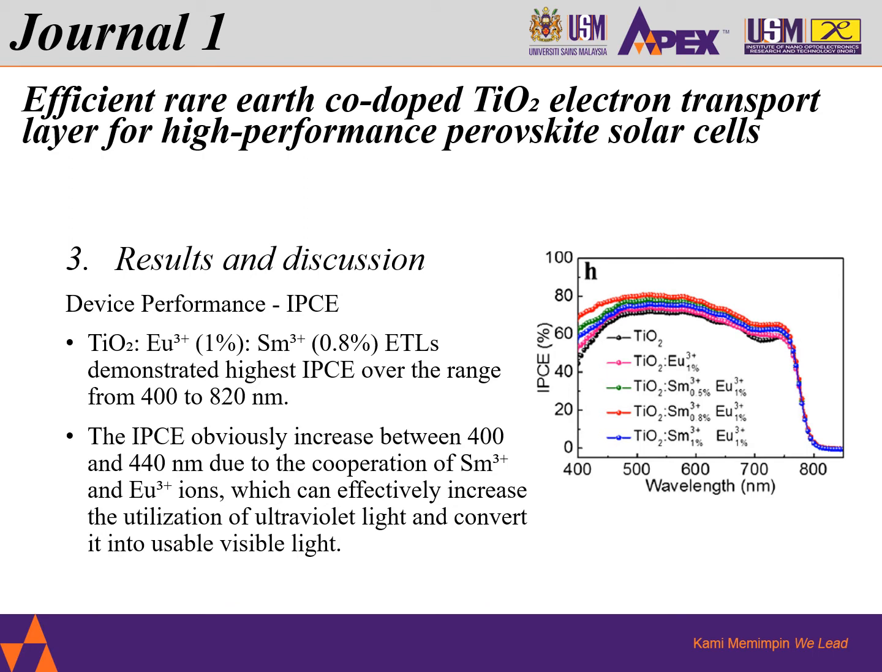In terms of IPCE, incident photon to current efficiency, the one with 0.8% concentration ETL demonstrates the highest IPCE over the range from 400 to 800 nanometer. The IPCE is also obviously increased between 400 to 440 nanometer because of the cooperation of SM and EU ion. So this effectively increases the utilization of ultraviolet light and converts it into usable visible light. So again, this matches what we found out from the previous characterization.